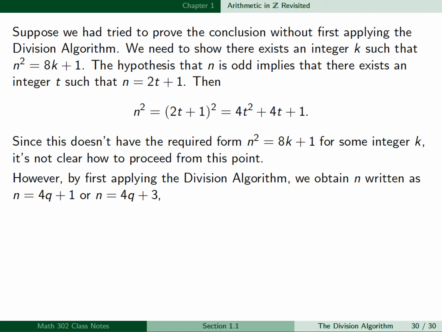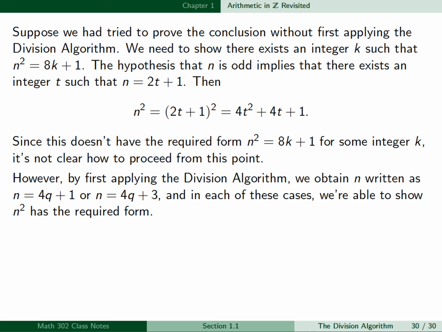However, by first applying the division algorithm, we obtain n written as n is equal to 4q plus 1 or n is equal to 4q plus 3, and in each of these cases we are able to show that n squared has the required form.